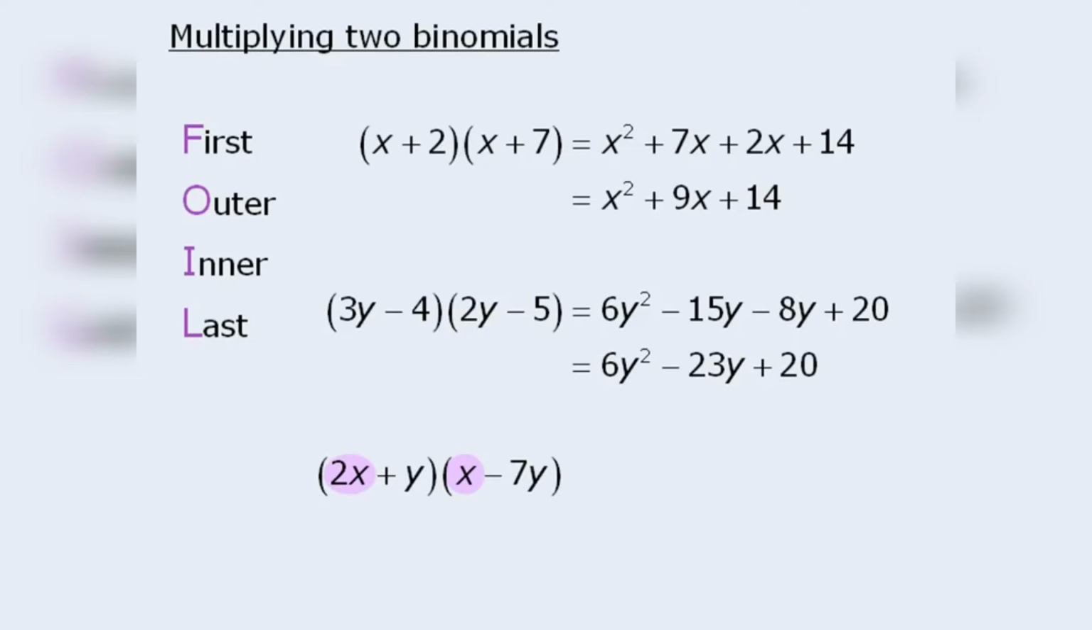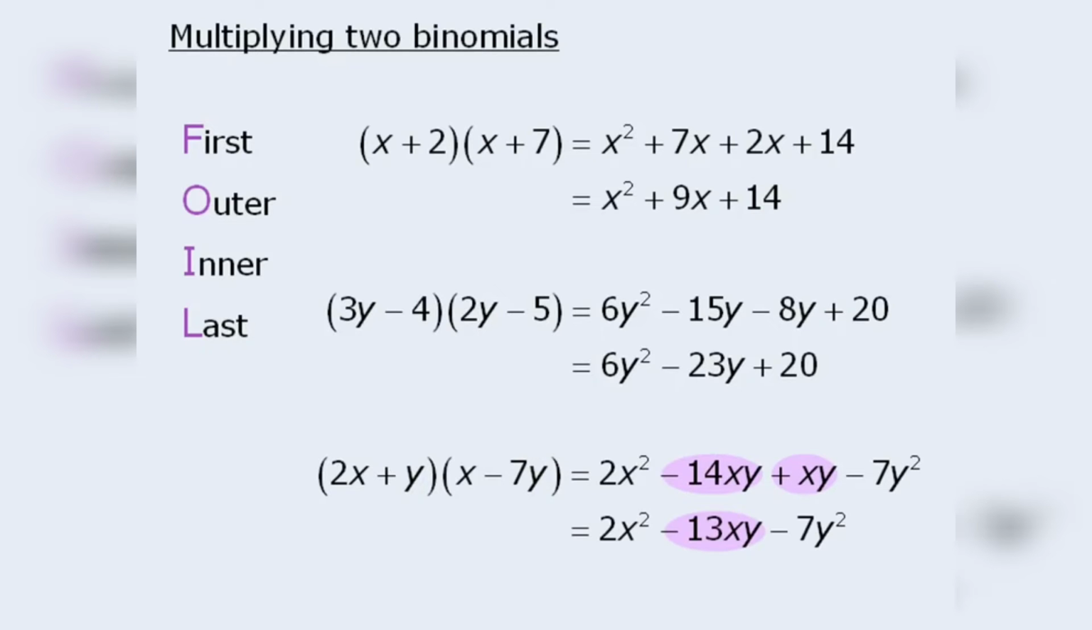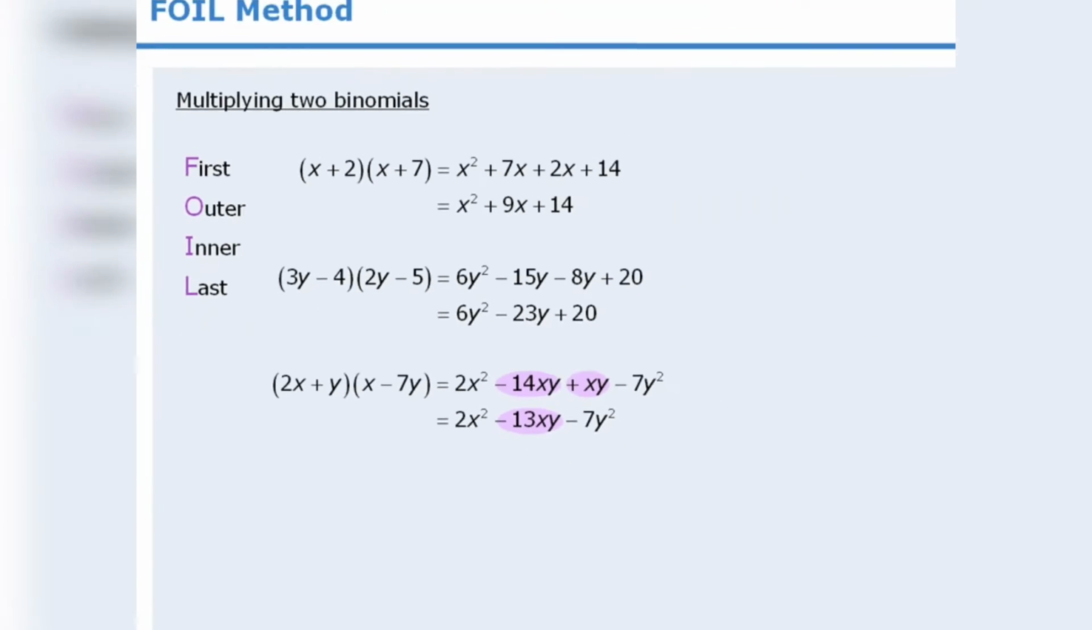Okay, one more example. First, we'll multiply the first terms to get positive 2x squared. Then we'll multiply the outer terms to get negative 14xy. Then we'll multiply the inner terms to get positive xy. And finally, we will multiply the last terms to get negative 7y squared. To simplify, we combine these two like terms to get negative 13xy.